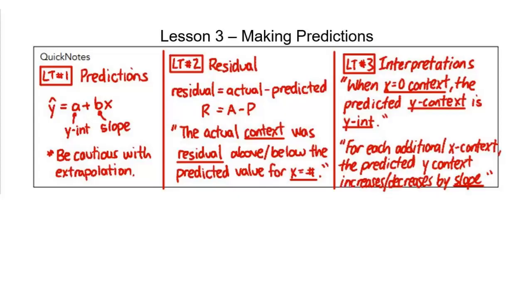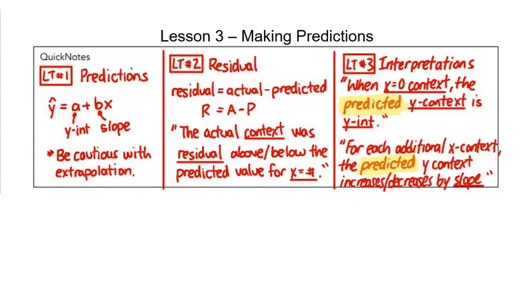Interpretations. When X equals 0, this is the interpretation for my Y-intercept. When X equals 0 in context, the predicted Y context is whatever my Y-intercept is. For my slope, for each additional X context, the predicted Y context increases or decreases by whatever the slope is. This idea that you get predicted into these explanations, into these interpretations, is absolutely vital. All right.